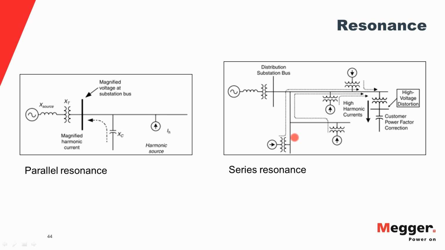On the right, you have a series resonance example. You have all these harmonic sources, and all these harmonic sources see this particular portion as a series LC circuit. So you have the transformer in series with the capacitor bank, and that's a series LC circuit. If the frequency of these harmonics is such that it meets the resonance equation, then there's going to be a high amount of current flow through this branch.